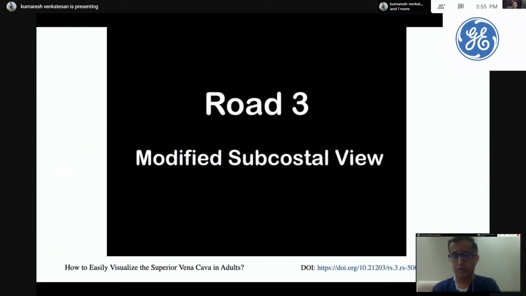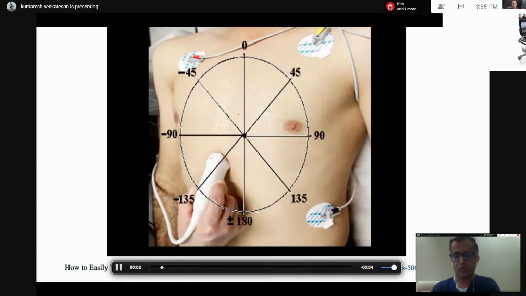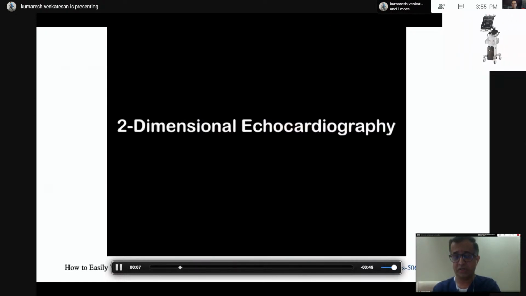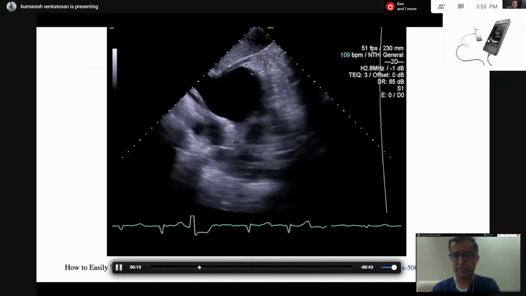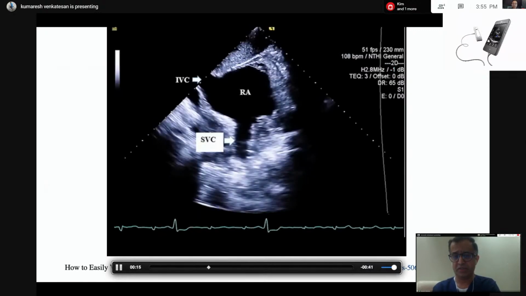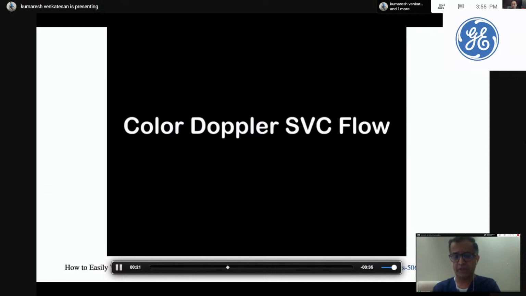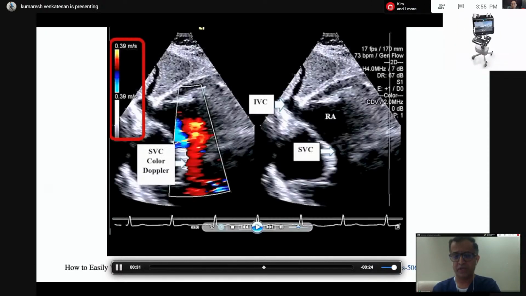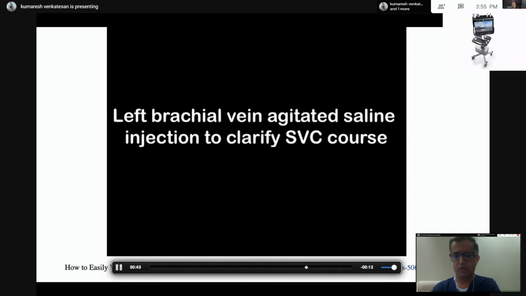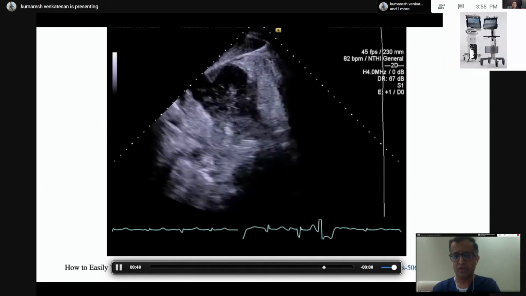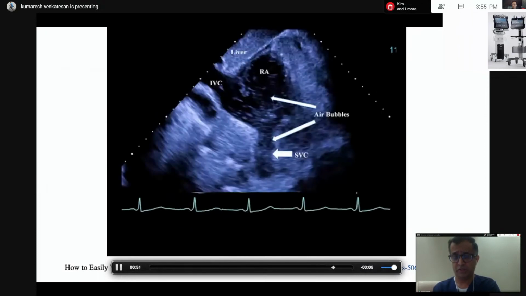The other way is using the subcostal view. Here again, using a modified subcostal view, which we normally use for assessing IVC, you'll be able to see the superior vena cava joining the right atrium. So that's IVC joining the right atrium. That's SVC joining the right atrium. Again, by injecting some saline, you'll be able to confirm that the tip of the catheter is lying in the SVC.